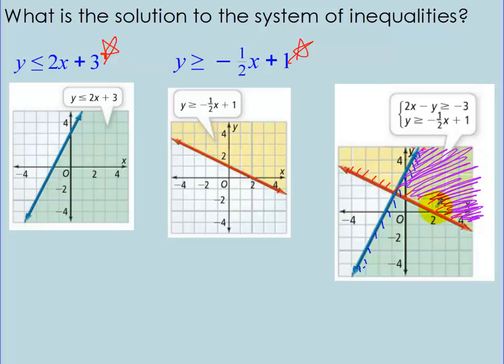So basically, with a system of inequalities, you're going to have 4 regions, but only one of those 4 regions is going to be shaded. You have to figure it out: it's the one they both overlap. Just like that. Let's try some other examples where I actually draw them out.